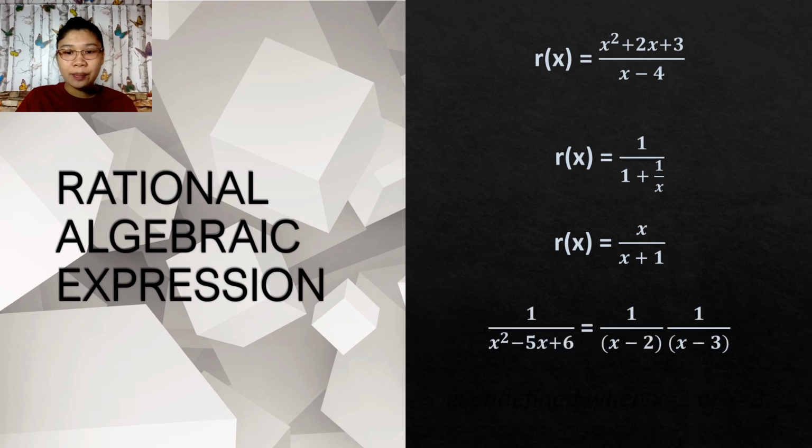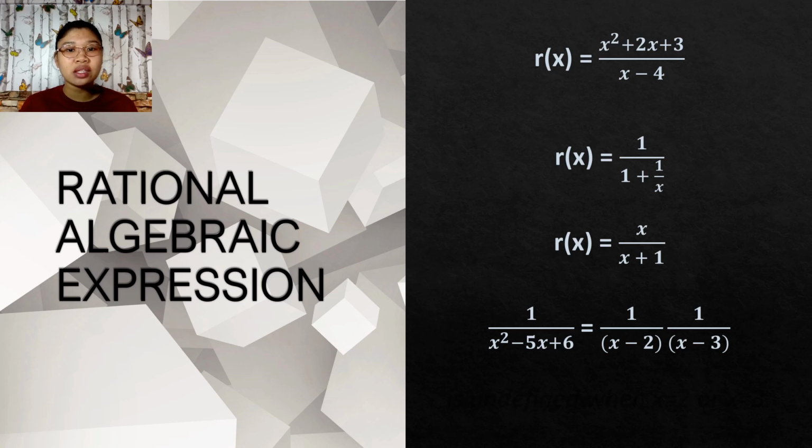Another example, and this is just an important note: we have here a rational expression 1 over x squared minus 5x plus 6. We must not divide by 0, and hence a rational expression is undefined if we divide by 0.